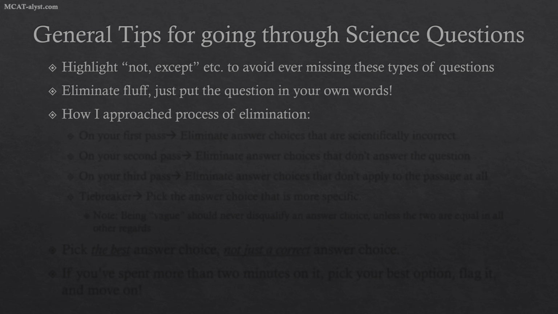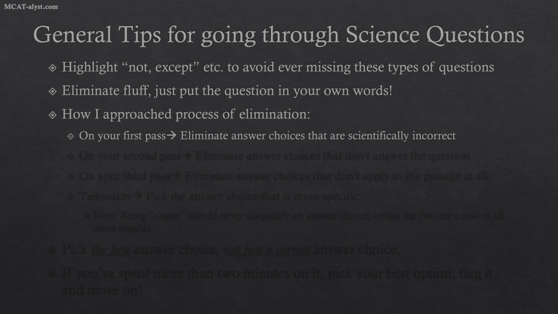The way that I usually word this is it's easy to be a hater. It's super easy to hate a lot of things. And so your job on the MCAT is to be a hater. You're trying to identify why you hate each of these answer choices. So on your first pass, you want to eliminate answer choices that are scientifically incorrect.